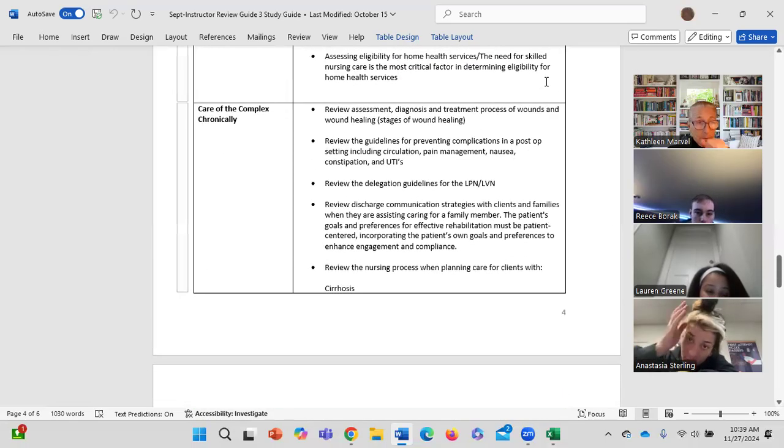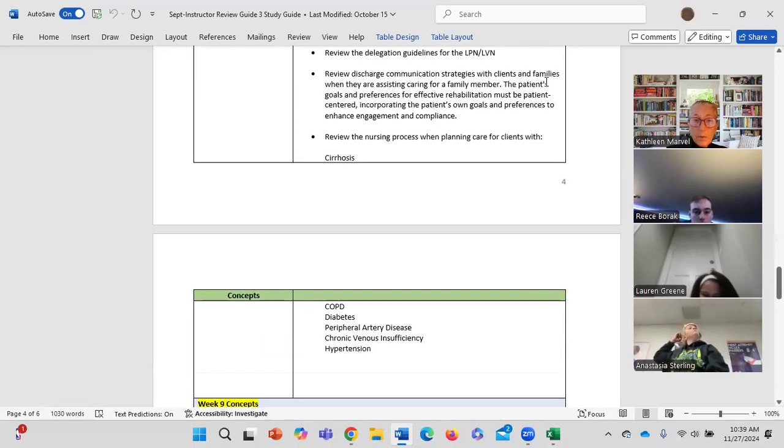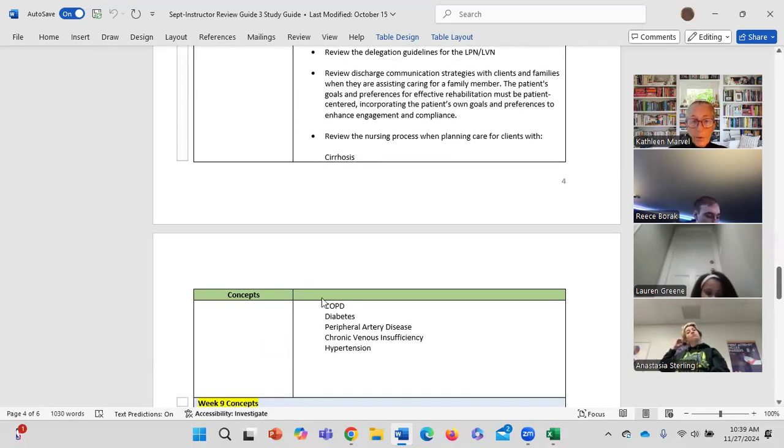Here are the complex chronically ill. Okay. There's a whole list right here. This was all from your readings. Cirrhosis, COPD, diabetes, PAD, CVI, and hypertension. Those are the complex chronic illnesses.